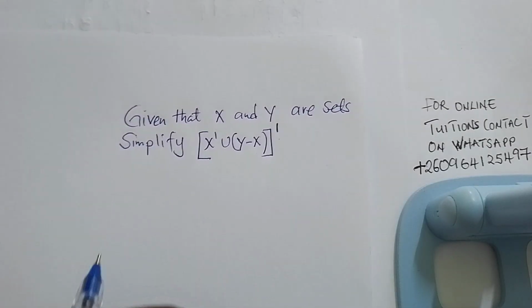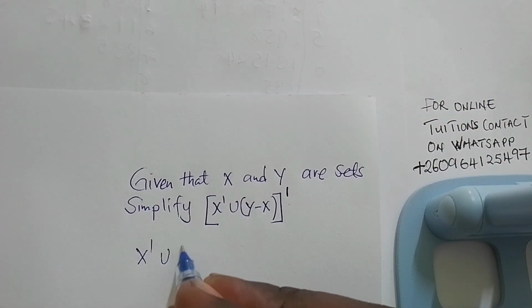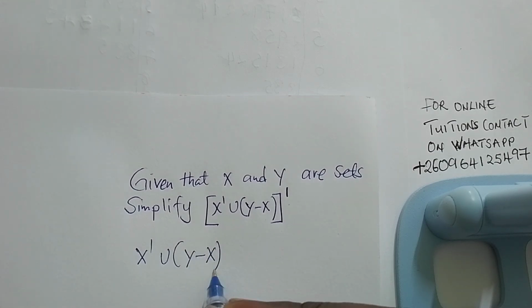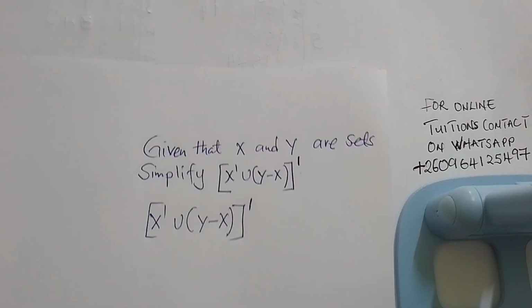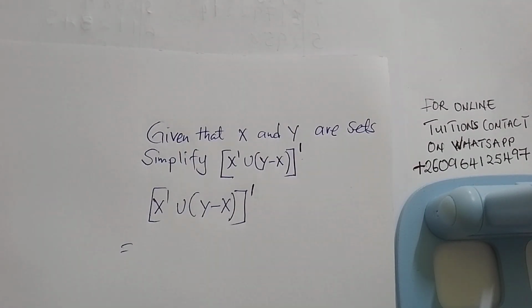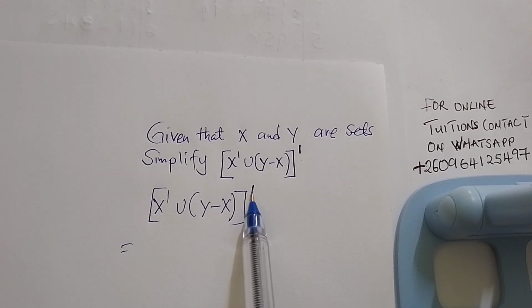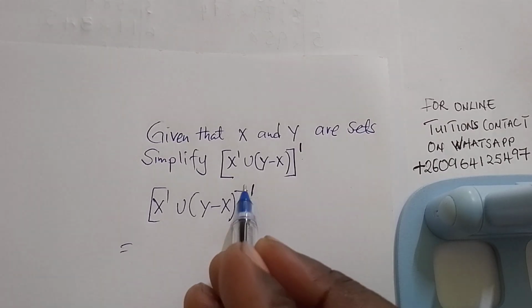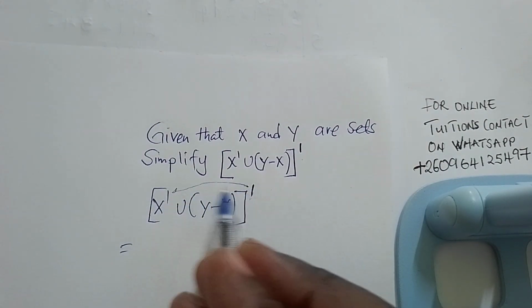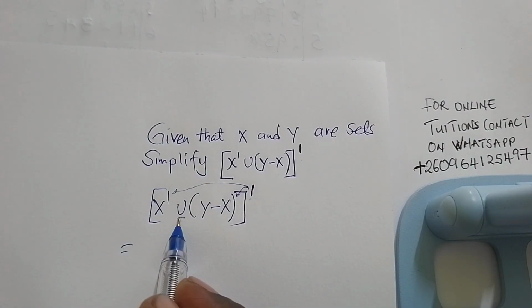Okay, so we'll start by writing this one, x complement union y minus x, raised to the complement. This is the same as saying that if we have a complement outside the bracket, it can be distributed inside by De Morgan's law. De Morgan's law states that the moment we distribute this complement inside, the sign in the middle changes. If it is union, it goes to intersection. If it is intersection, it becomes the union.